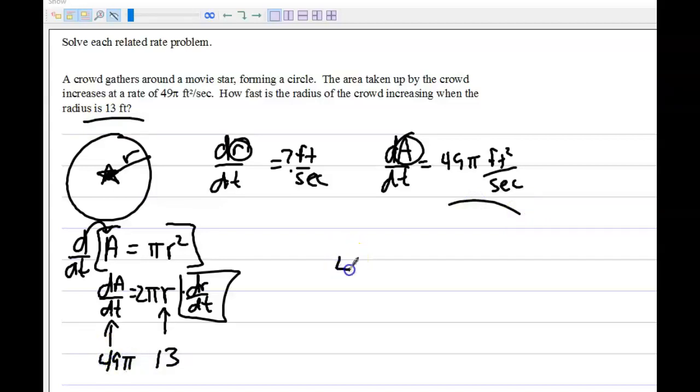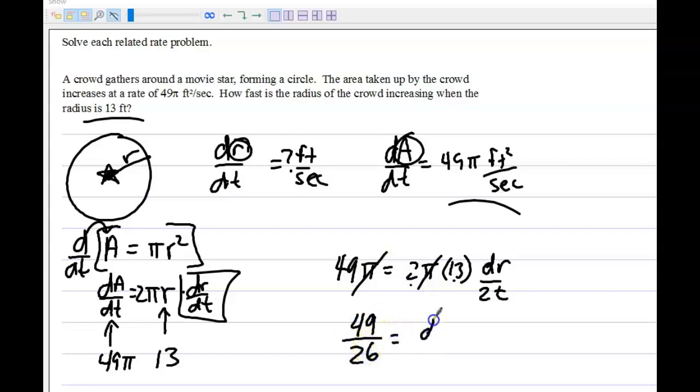So let's plug those things in. So the pi just goes away. This is 26, and then you would divide it on both sides. So you end up with 49 over 26. And we don't want to forget our units. It was feet per second. I don't think that reduces, so we're good.